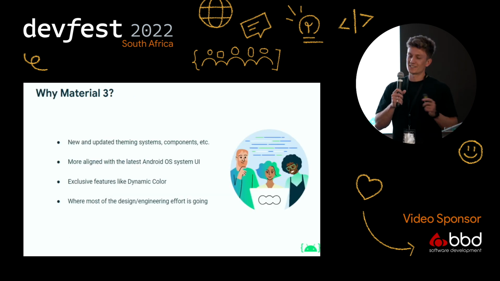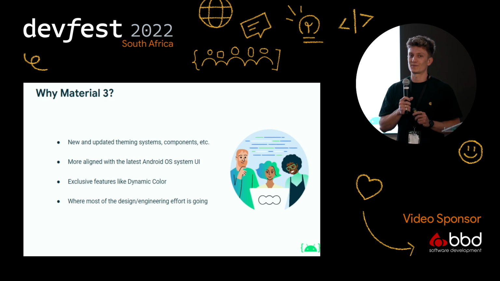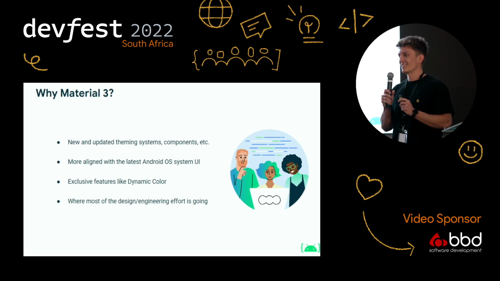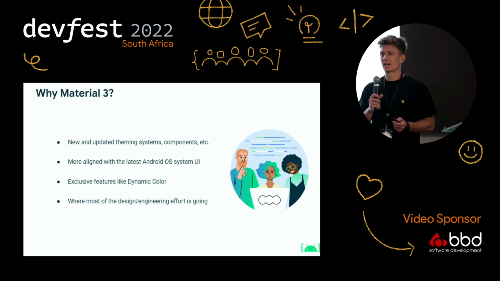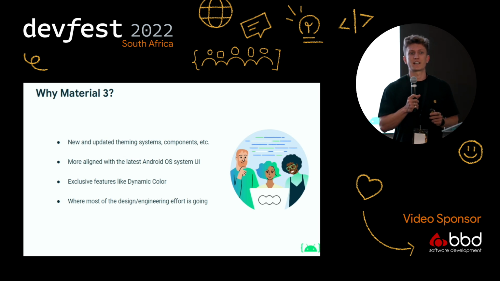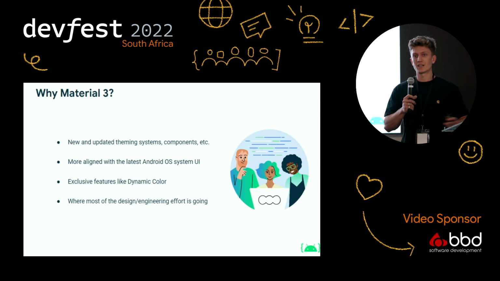Basically, this is the elevator pitch for why you should use Material Design 3. It has new components, as well as updates to the existing ones, and an expanded theming system. It's got some exclusive features like dynamic color, which can pull colors into your app from the wallpaper that the user has set on their device. It also aligns more with the native Android OS look and feel.